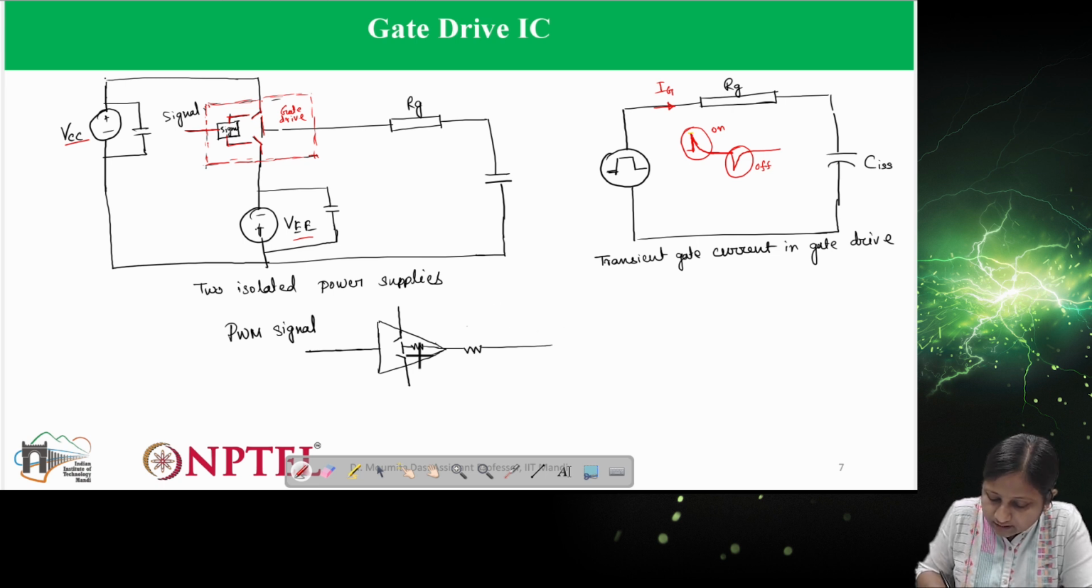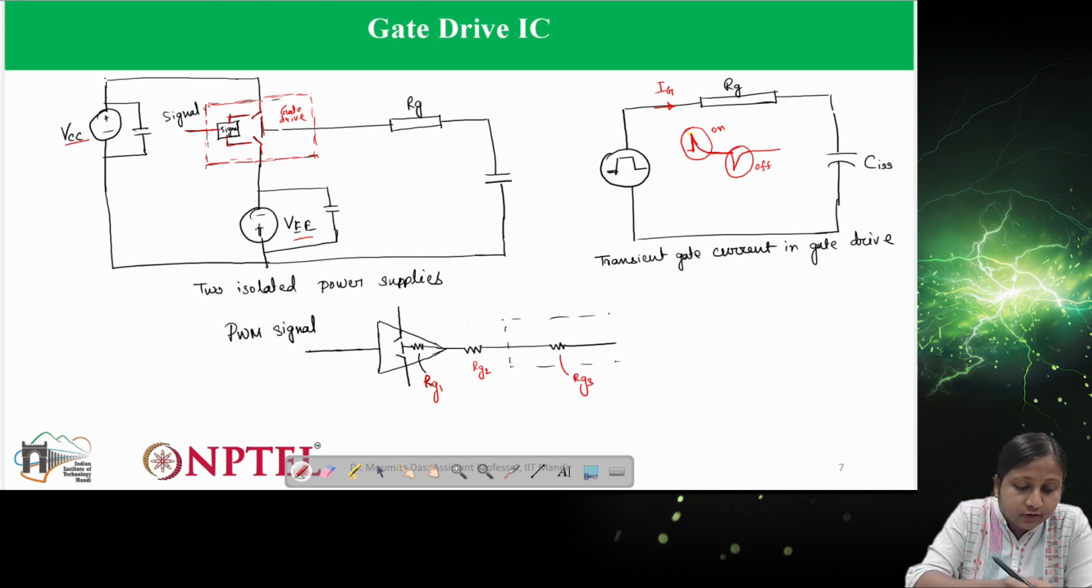So you can see here three resistances are coming. One resistance is Rg, and there is another resistance, let me draw it. This will be part of the device, the third resistance. Let me write these three resistances as Rg1, Rg2, and this is Rg3. Now these three resistances are coming from three different parts.